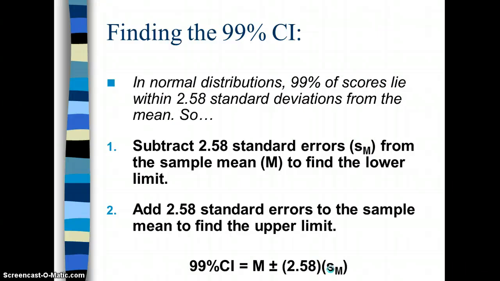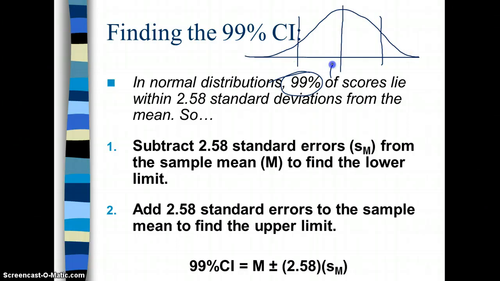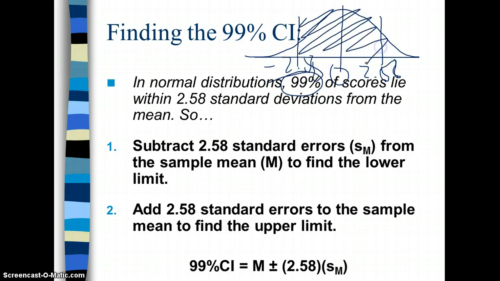If we wanted to get crazier, we know that 99% of all scores lie within 2.58 standard deviations from the mean. So here we go again. There's 0. I'll just say this is 2.58. This is -2.58. 99% of all scores are in here. So what do we do? Subtract 2.58 standard errors from the sample mean to find the lower limit, and then we add 2.58 standard errors to the sample mean to find the upper limit, and we come up with this fancy little equation here.